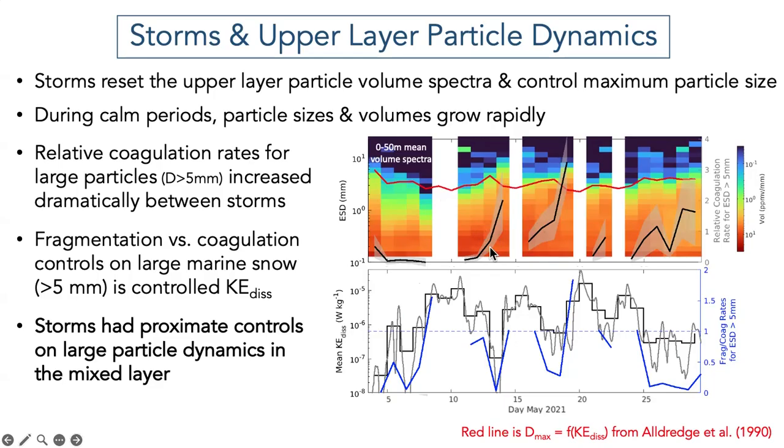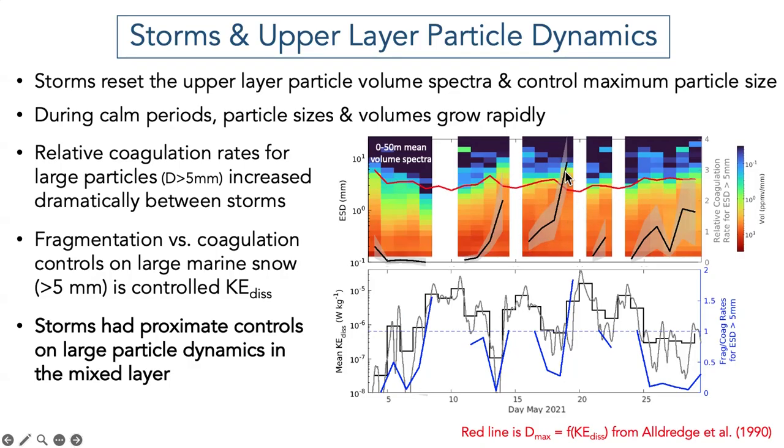The brighter red it is, the greater the abundance of particles of that size. The relationship shown before from Aldridge et al. is shown as this red line. And so you can sort of see that between the storms, there's an increase in both the amount and size of the largest particles in the flow. When the turbulence comes, it seems to reset itself.